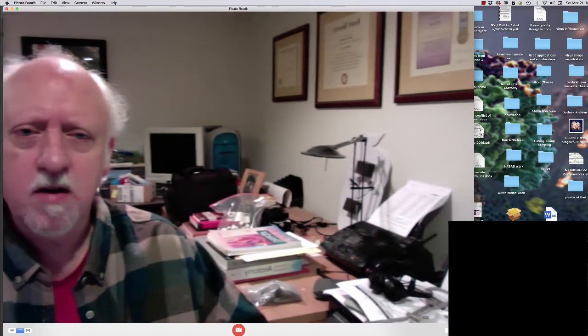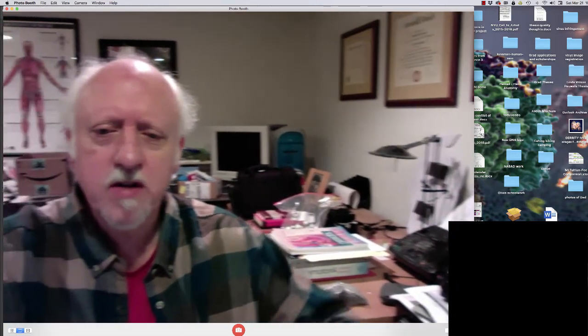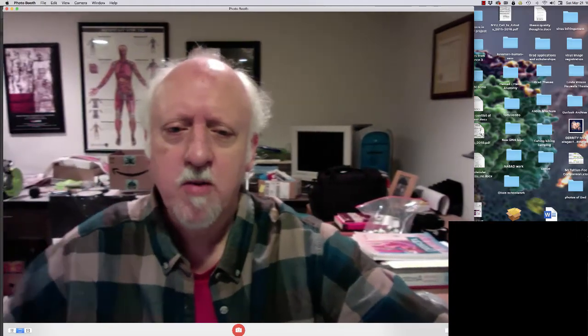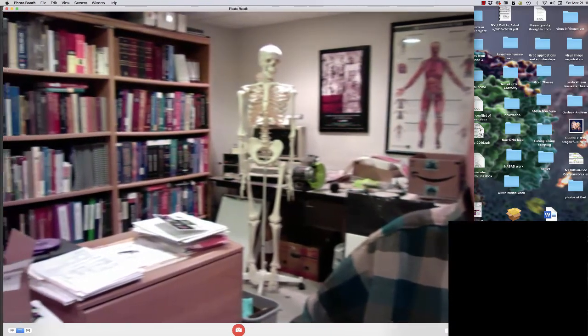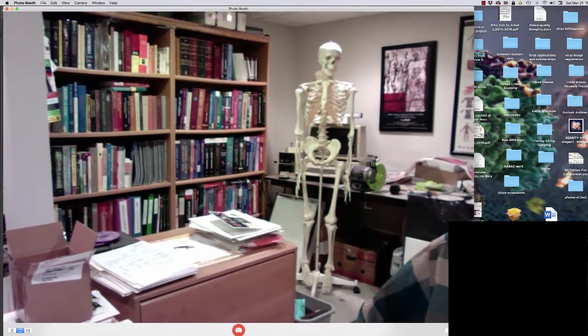We've got some diplomas and certificates and so forth, and some old computers hiding in the background. My skeleton, book collection, file cabinets, all the stuff that any professional illustrator is going to need.